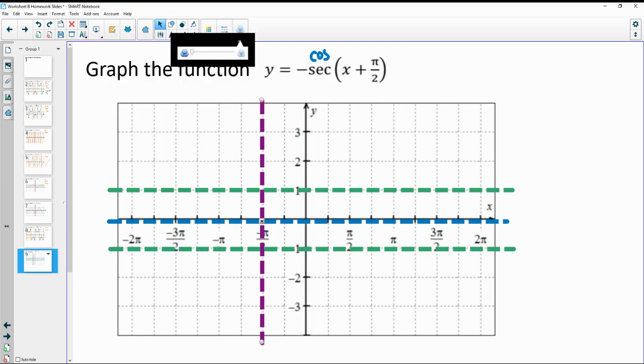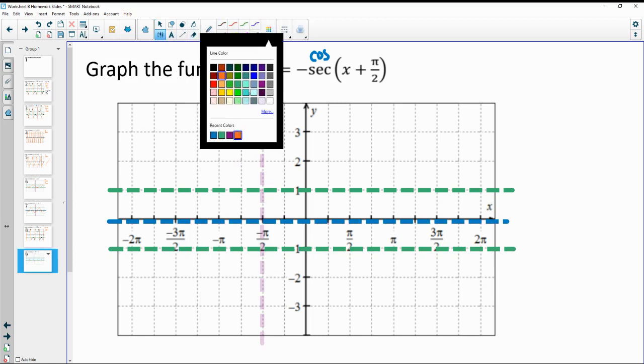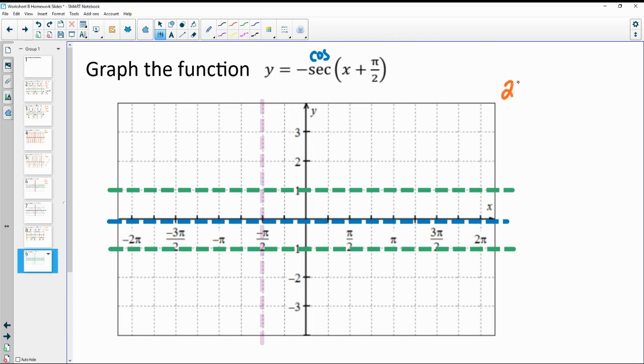Then I'm just going to make this lighter so we can hopefully not get confused by it. Our cosine period is 2 pi divided by our b value, which is 1, so just 2 pi. Again, 2 pi is out at 8 boxes, so every 2 boxes from the phase shift, you'll have a critical value.